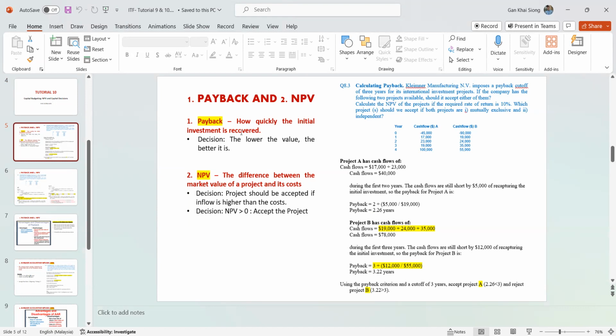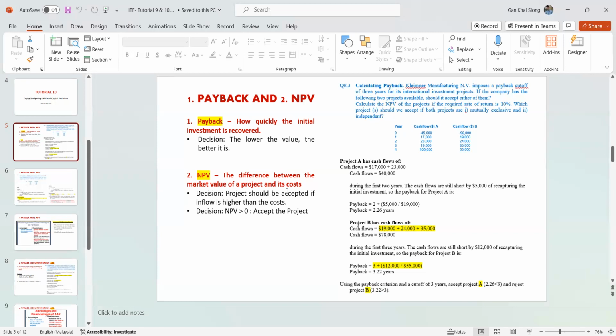Now, the rule that we learned before is called NPV, net present value. It basically looks into the difference between the market value of a project and its cost. When you calculate NPV, you discount all the future cash flow back to the present value to compute the net present value. We are not going to use the formula method. We are going to use the financial calculator method in order for you to derive the NPV itself.